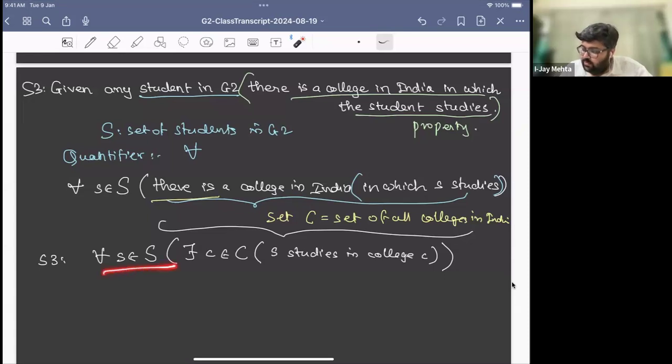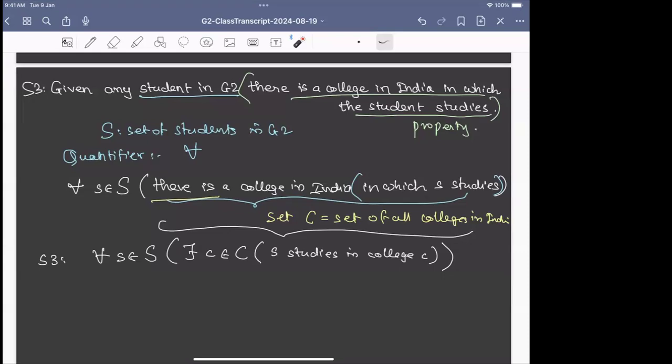So for every person, for every student, there is a college, right? So is the statement true? Yes, you can think of the college. If you ask your friends, they will be studying in some college in India. All of us are studying in India only. Okay. The statement is true, but you can imagine the situation: for every student, there is a college. Everybody is studying in some college.